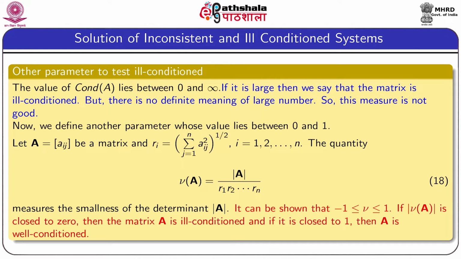It can be shown that the value of nu lies between -1 and 1, because the determinant value may be negative or positive. If the absolute value of nu A is close to 0, then the matrix is ill-conditioned, and if it is close to 1, then the matrix is called well-conditioned.